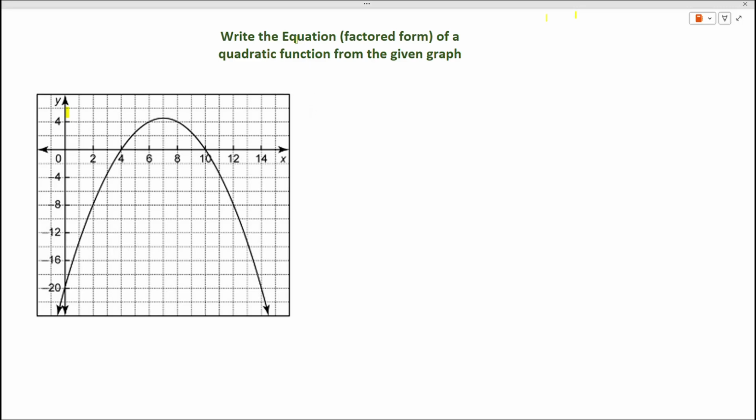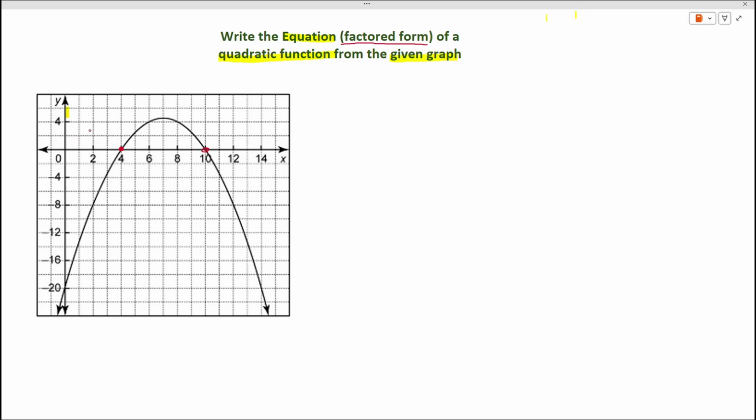Hello, today we learn how to write the equation of a quadratic function in factored form from a graph which is given to us. So here we have been provided with a graph and we'll try to write the equation of this quadratic function. We know it is quadratic because we have the parabola, and to write the equation in factored form, what we look at is, have we been given the x-intercepts? Yes. So this and this are the two x-intercepts.